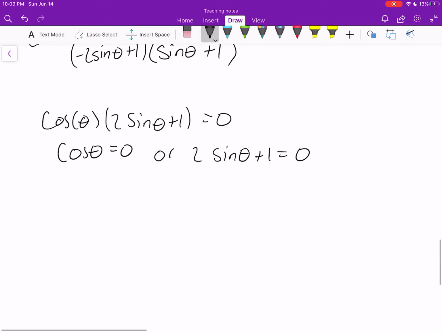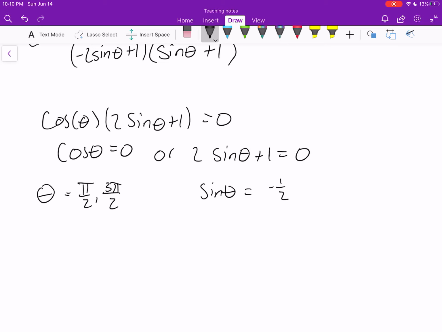So cosine of theta is equal to 0. This is that theta is equal to pi over 2, 3 pi over 2, so on and so forth. And then, I guess, we'll stay between 0 and 2 pi. So this is pi over 2 and 3 pi over 2. This second equation is the same thing as sine theta is equal to minus 1/2.